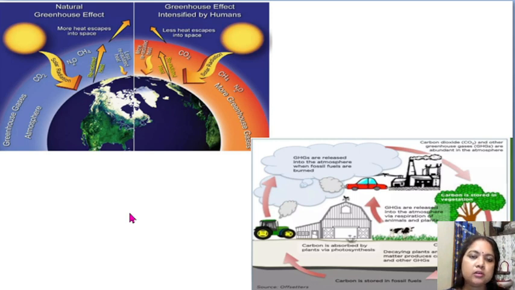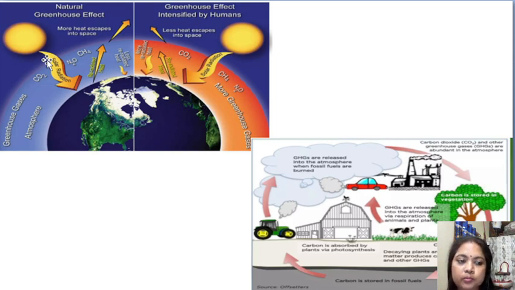Here are the pictures of the natural greenhouse effect and the greenhouse effect intensified by human beings. You know that the greenhouse effect, or global warming, is one good thing for the Earth. Because if there were no greenhouse effect, then the Earth's temperature would remain at some minus degrees centigrade. Do you think that at such a temperature animals or plants can survive? No. So thanks to this greenhouse effect, the Earth's temperature is warmed up, so that we are able to survive on the earth's surface.